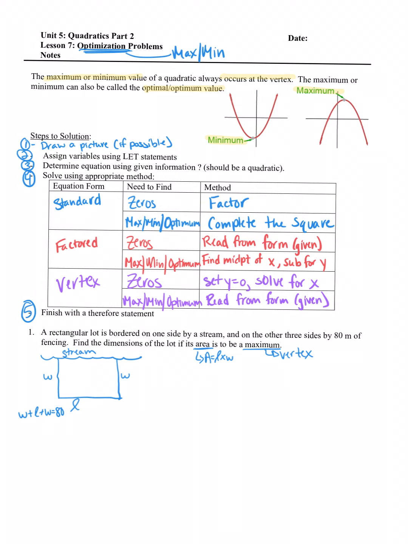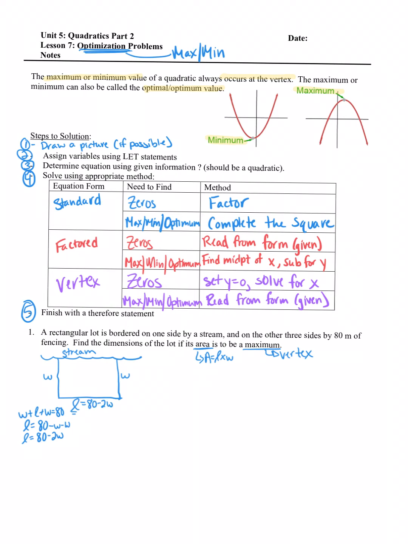So we do know that the width plus the length plus the width is going to equal 80 because that's 80 meters of fencing. So if we wanted to rearrange this, right, if I have L here, can I rearrange for L? Well, I could say L equals 80 minus 2W. So we'll put that with our length.